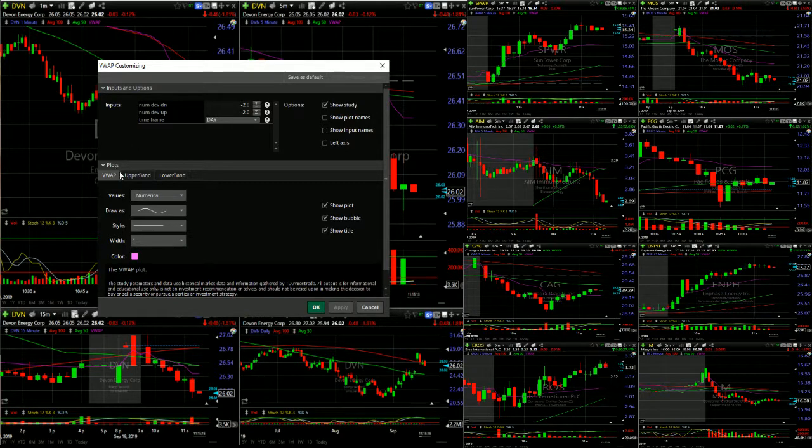All right, so you have the VWAP here. It says plot right in the middle on the left. You got the window in two spots: inputs and options on the top, and right in the middle says plot, right? You have VWAP, upper band and lower band, okay? And just bear with me. Just let me know if you're still following me here. So next to VWAP on the right hand side says upper band, okay? You're gonna click on the upper band, okay? And on the right hand side, you got three little check marks: show plot, show bubble, show title.